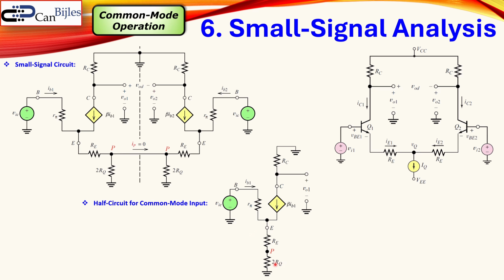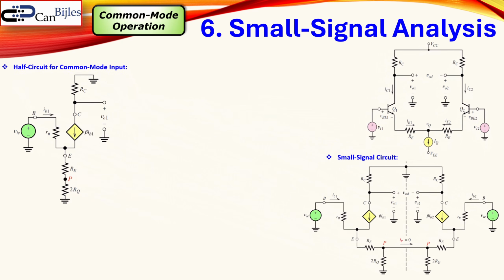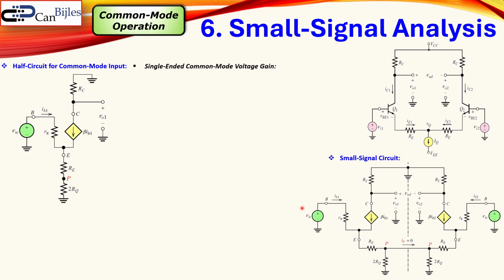So this is almost the same as for the differential mode condition. Now we don't have this ground here. Now we have here 2 times RQ. The rest is exactly the same. Okay, let's now again focus on this half circuit and then try to get the voltage gain.